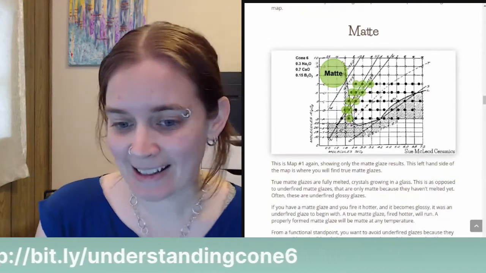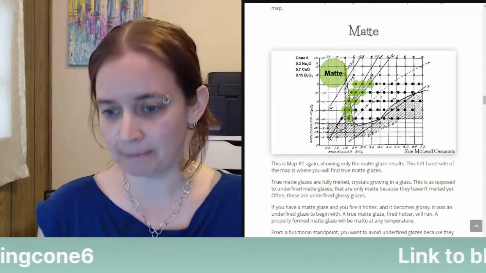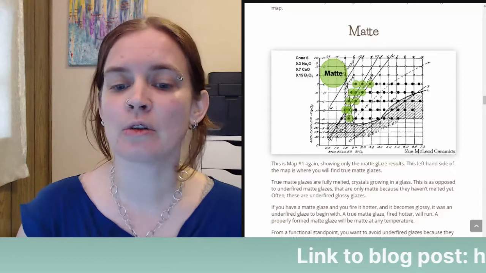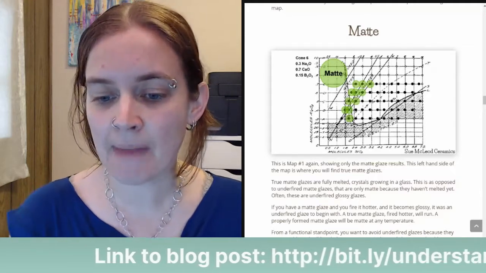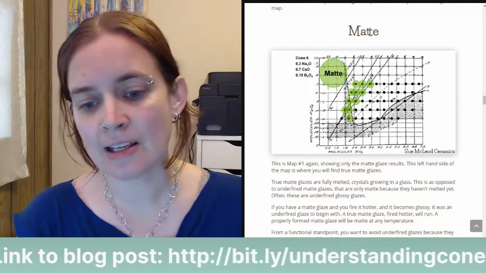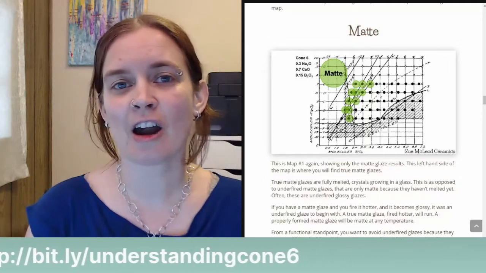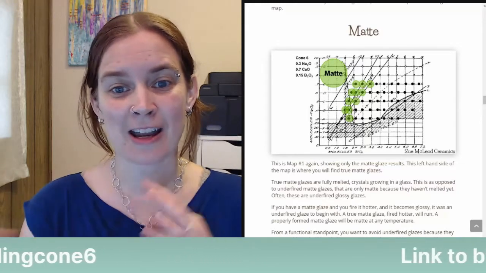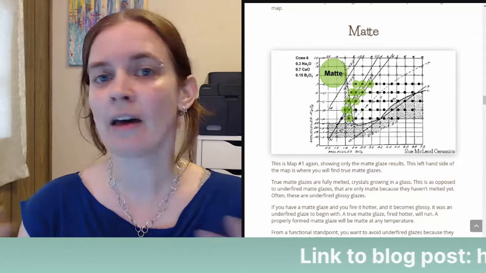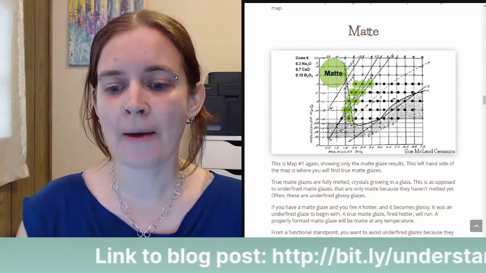True matte glazes are fully melted crystals growing in a glass. This is as opposed to underfired matte glazes that are only matte because they haven't melted yet. Often, these are underfired glossy glazes. So when you underfire a glossy glaze, it can come out of the kiln appearing matte. And sometimes you can't tell the difference if you haven't tried firing it to a hotter temperature.